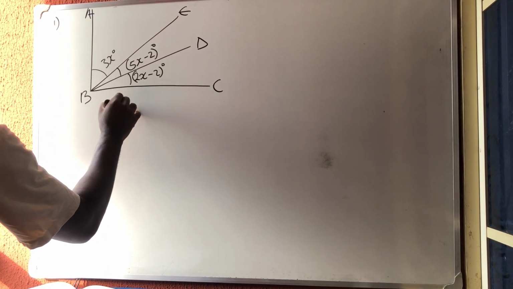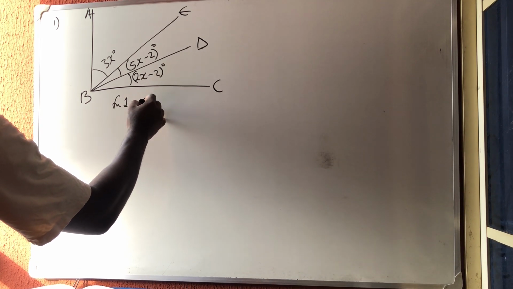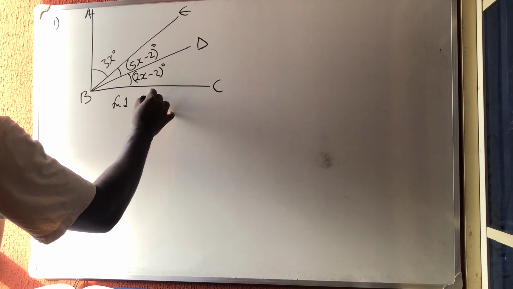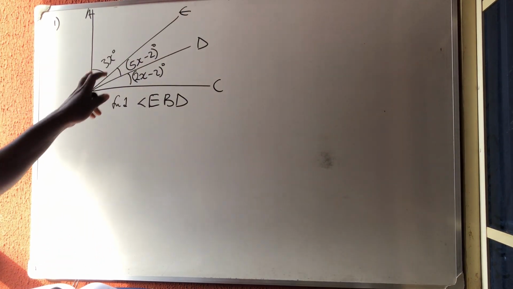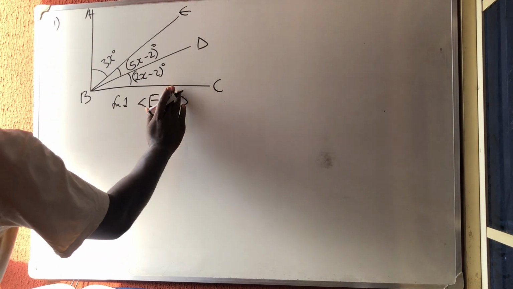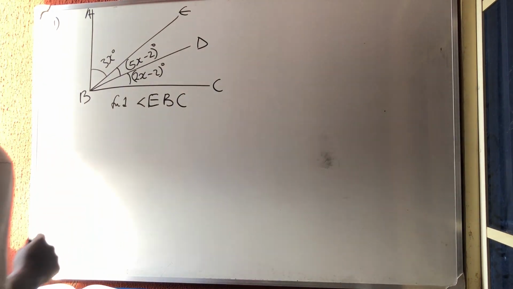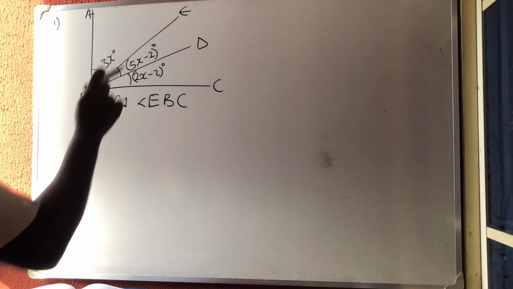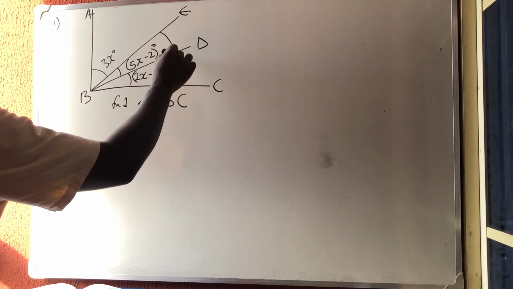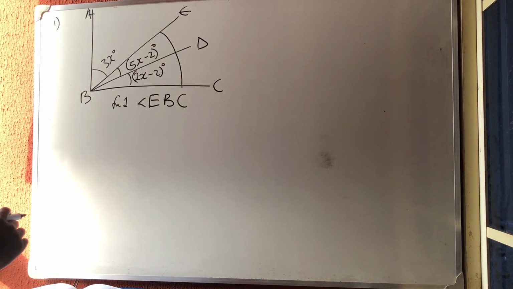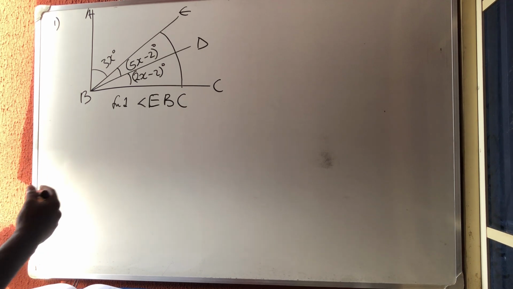Then I say find angle EBD. Find angle EBC. Sorry, find angle EBC. Okay, we want to find angle EBC. That is from that line E to the line C. These are all the things we need to find. But before that, let us find x.